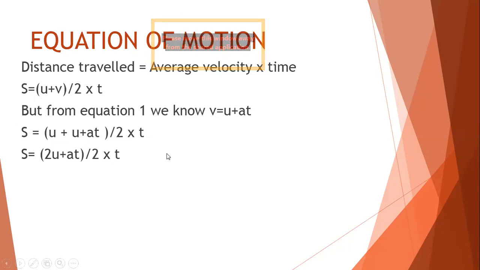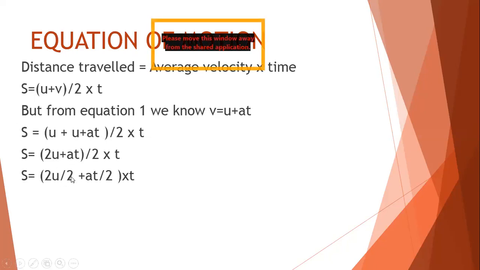Now we make a little interesting change in it. This is divided by 2, and we are making the terms separate: UT plus AT. So I have written 2U divided by 2 plus AT divided by 2, into T. Understand? This 2 is common to both the terms, so I am making it separate. So it becomes 2U divided by 2 plus AT divided by 2, into T. This is how we are getting it.